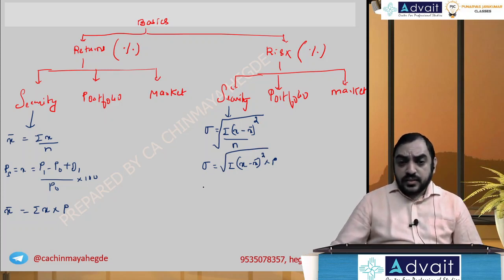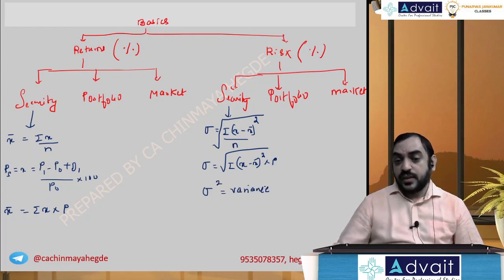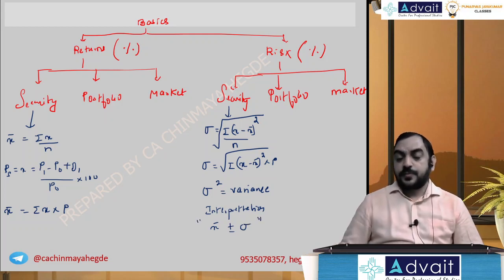And standard deviation, one more is also there. Standard deviation square is called as variance. I'll tell you what is that variance impact. And interpretation, that is, we are going to use or usage for x bar plus or minus standard deviation. So will give us the range for estimation purpose.